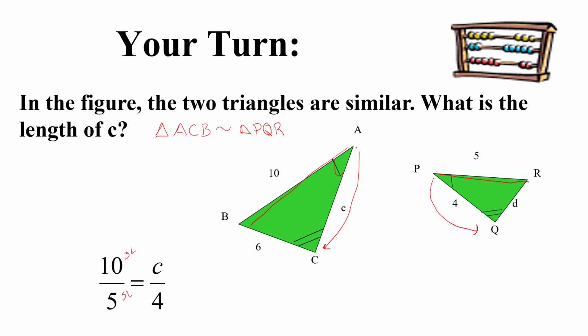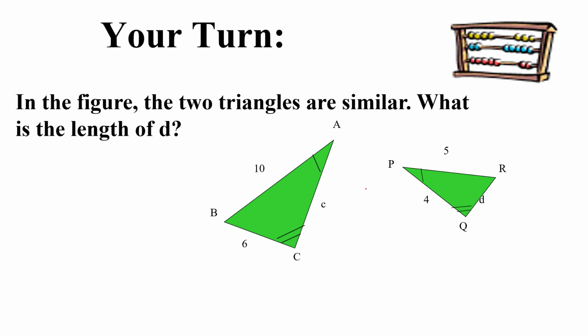So now we want C, which is our middle, big shape middle side, is going to correspond with the 4, small shape middle side. And again, how do we solve any proportion? We cross multiply. So 10 times 4 is 40. 5 times C is 5C. And we have a one-step equation where we divide by 5 on both sides, and C is 8. So we've now determined that this side length that is missing is 8.